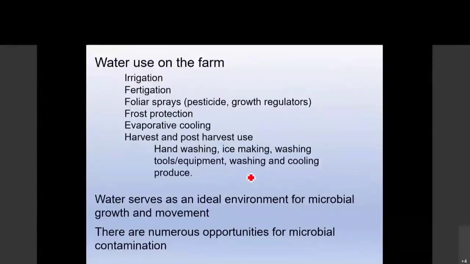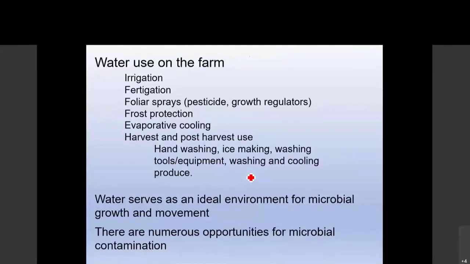So on the farm, you use water in a lot of different ways. Irrigation, fertigation, sprays, whether it be pesticides or growth regulators. For frost protection, for evaporative cooling. This season is already seeing both of those methods of water use employed. Then when it comes to harvest and post-harvest use, we have hand washing, ice making, washing of tools and equipment, washing and cooling produce, and of course, washing of any kind of surface.